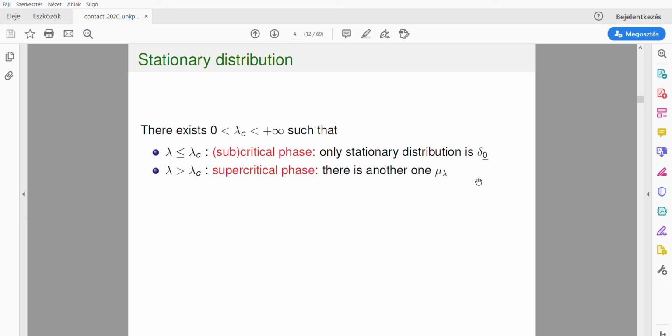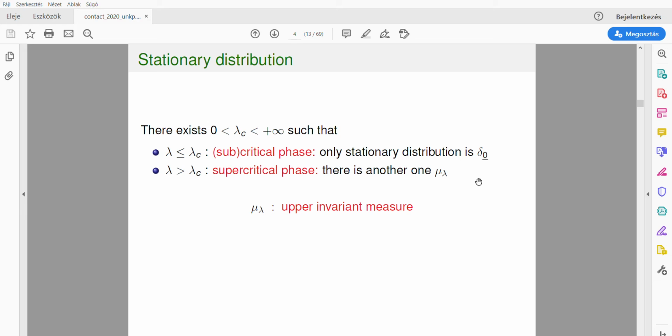In the supercritical phase of the contact process, so if the infection rate is big enough, this is what happens. And the theory also says that in the supercritical phase there is only one such state. So there is the trivial stationary distribution where everyone is healthy, and there is a unique other stationary distribution, and this is what we call the upper invariant measure.